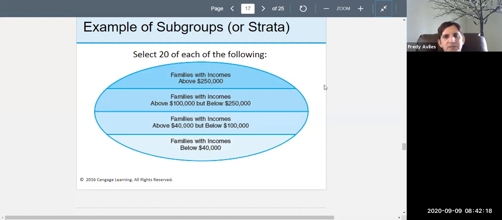Well, guess what? Families with incomes above 250,000 do not make up 25% of the population. If you select 20 from each, that means that you're going to have a total of 80, and 20 are going to be from families with incomes above 250,000. So they're going to make up 25% of the sample. Families with incomes above 250,000 are not 25% of the population. No way. It's probably closer to maybe 5%, maybe 10%. I'm not really sure, but it is a small number. It's below 10%.